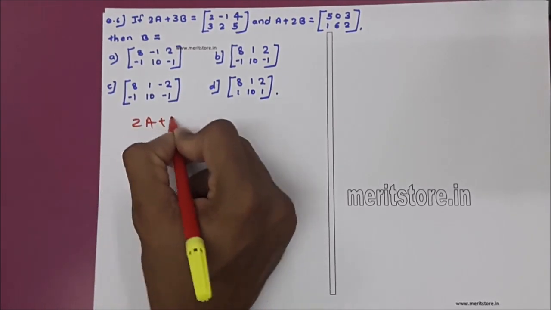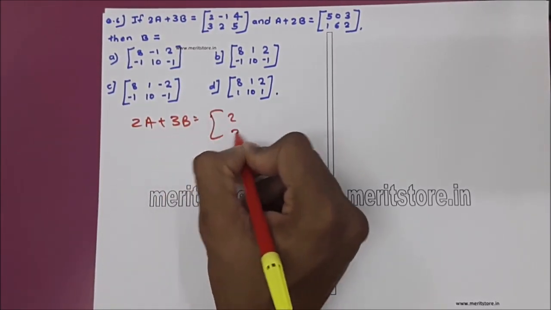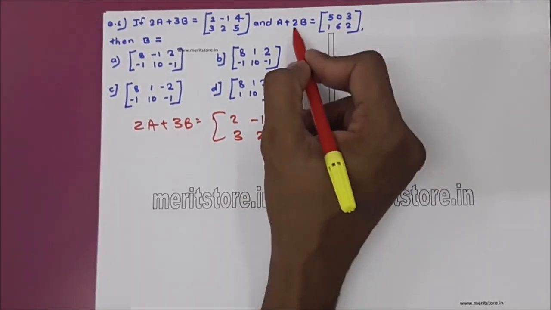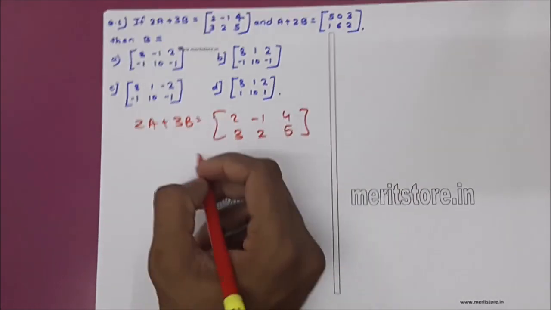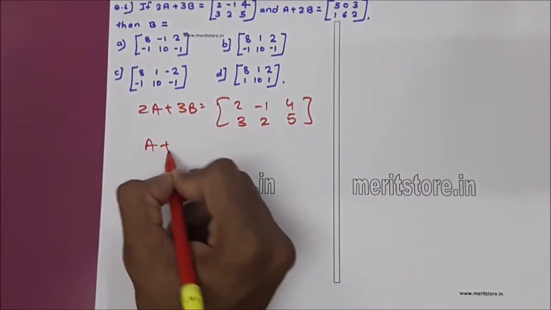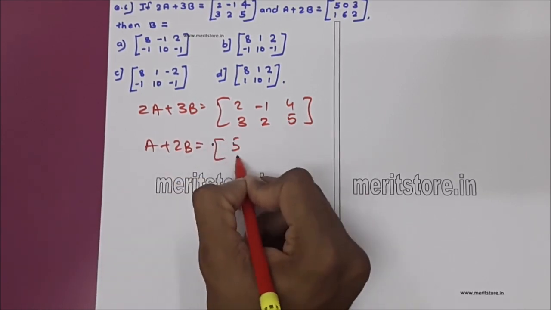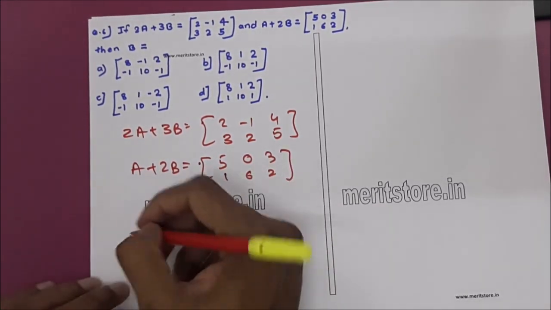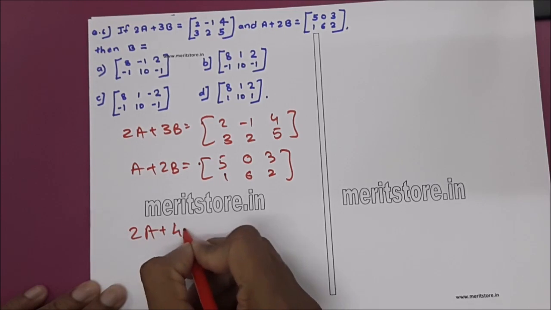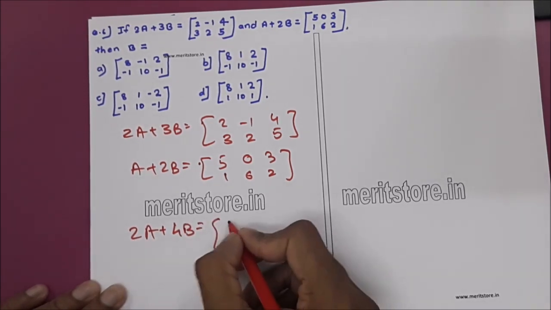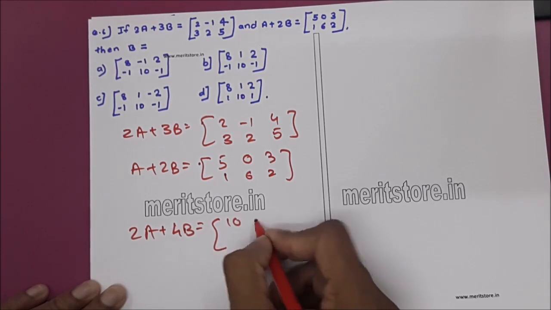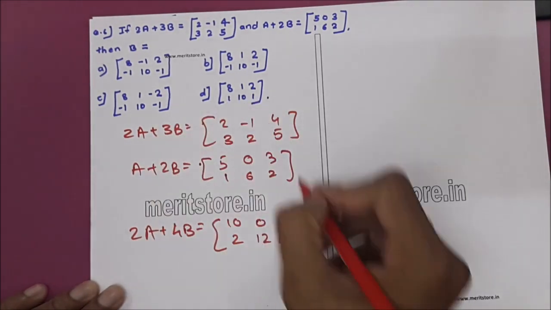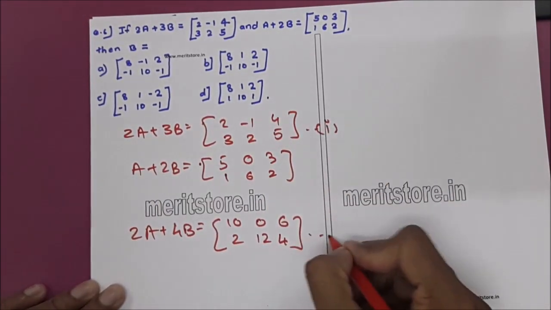We write the equation 2A plus 3B equal to [2, -1, 4; 3, 2, 5]. We multiply the second matrix, that is A plus 2B, by 2 so that we can simplify further. A plus 2B equal to [5, 0, 3; 1, 6, 2]. We multiply with 2, we get 2A plus 4B equal to [10, 0, 6; 2, 12, 4]. Let this equation be 1 and let this equation be 2.